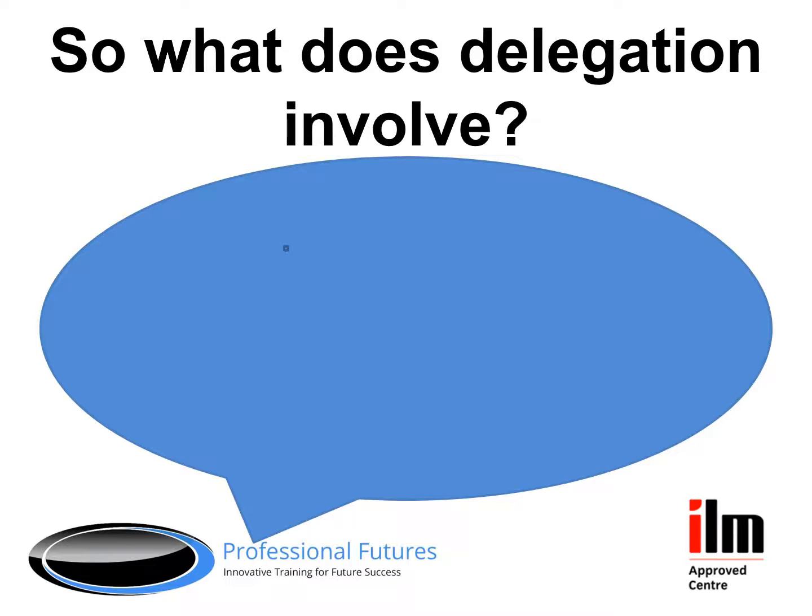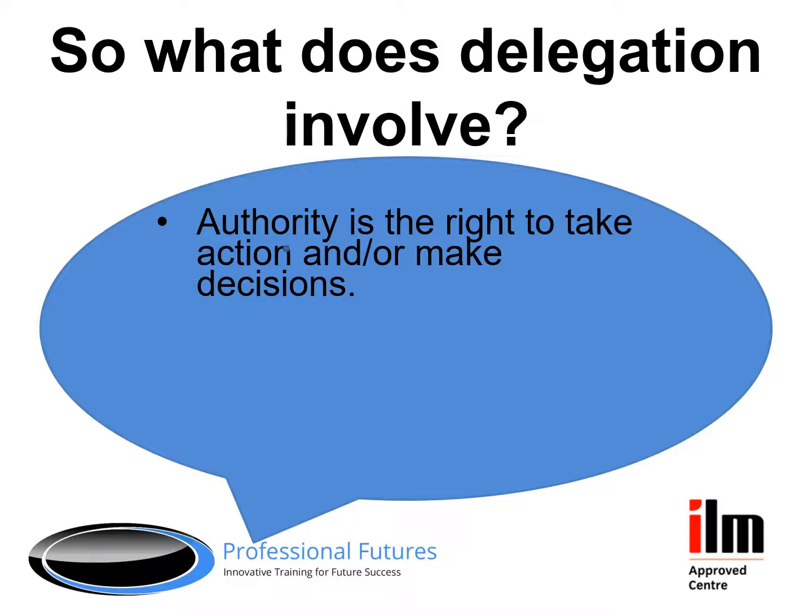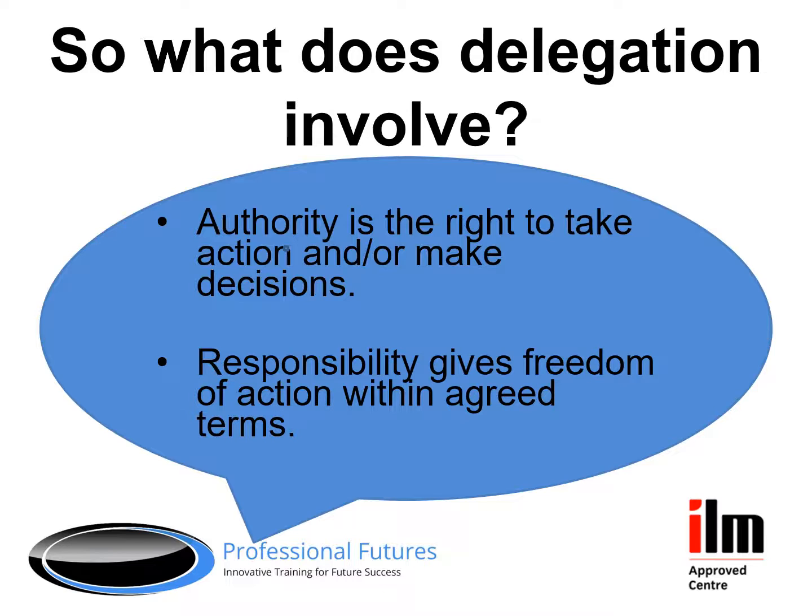Delegation involves two key elements in order to delegate effectively, and those are authority and responsibility. First of all, authority is the right to take action and/or make key decisions. So when you delegate a task to somebody, you are giving them the authority to make a decision on that task. The second element is responsibility, which is to give freedom of action within agreed terms. In other words, you allocate responsibility for that particular task, but you specify what the parameters of that task are.